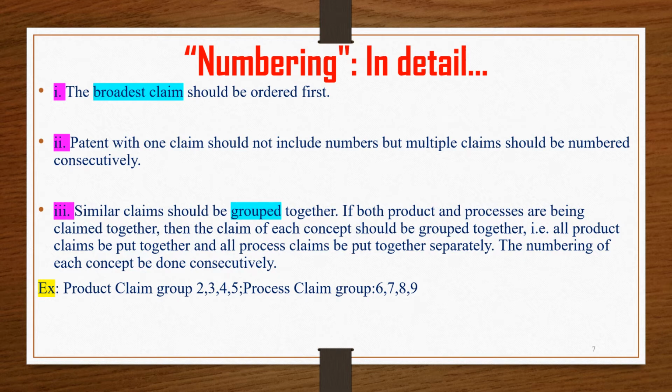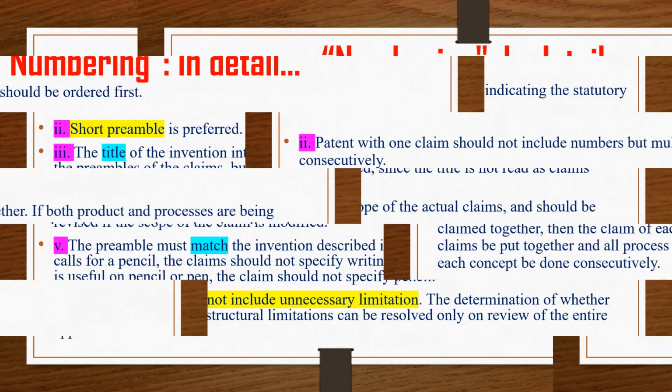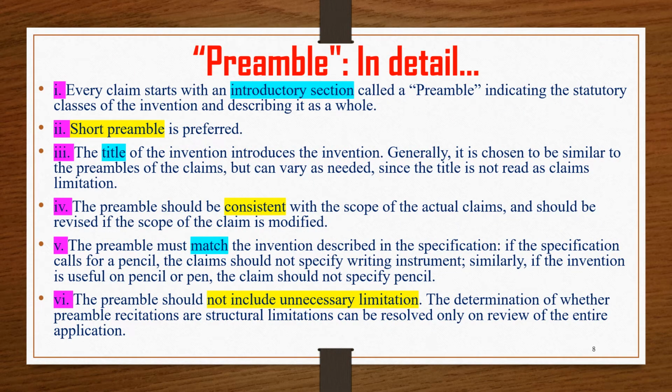For example, product claim group 2, 3, 4, 5, etc. and process claim group 6, 7, 8, 9. In this way we can write. Fine. Next we will go to the preamble.